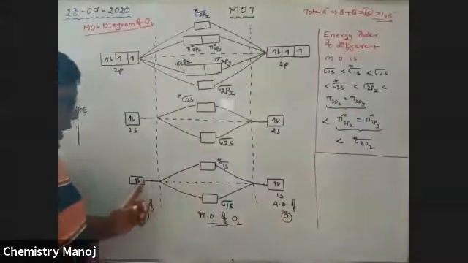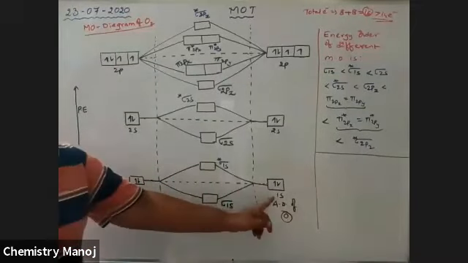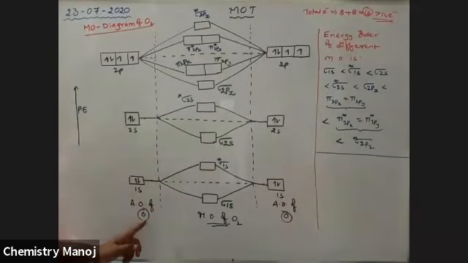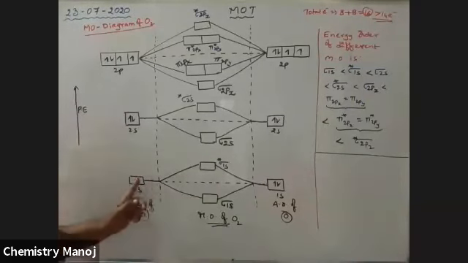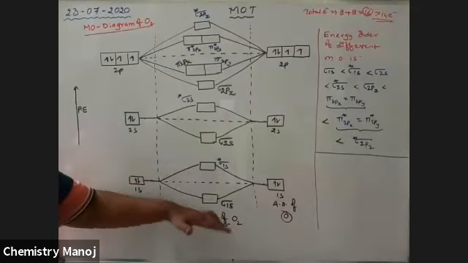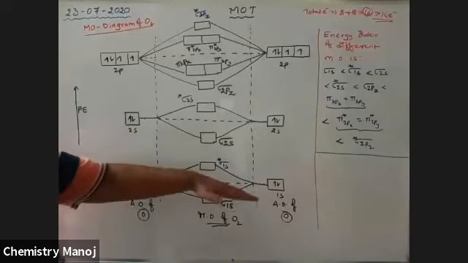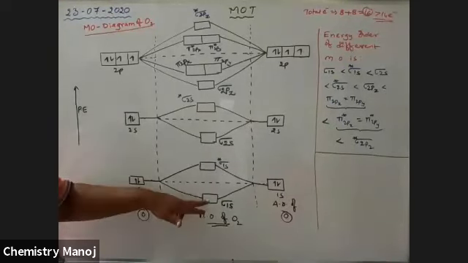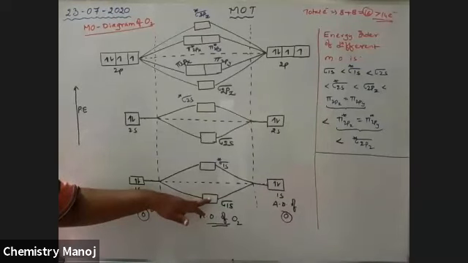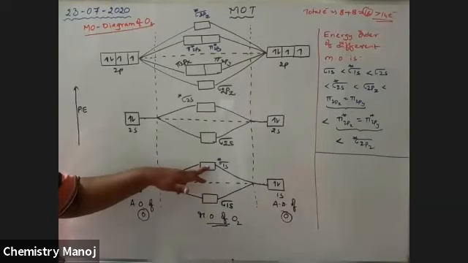See boys, here 1s orbital mixed with 1s orbital. 1s orbital of first oxygen and 1s orbital of second oxygen. These two 1s orbitals have the same energy. That means of these two involved in mixing, half of the orbitals have less energy and half of the orbitals have more energy than that of these atomic orbitals. Okay, those less energetic orbitals are called bonding orbitals, and more energetic orbitals are called anti-bonding orbitals.